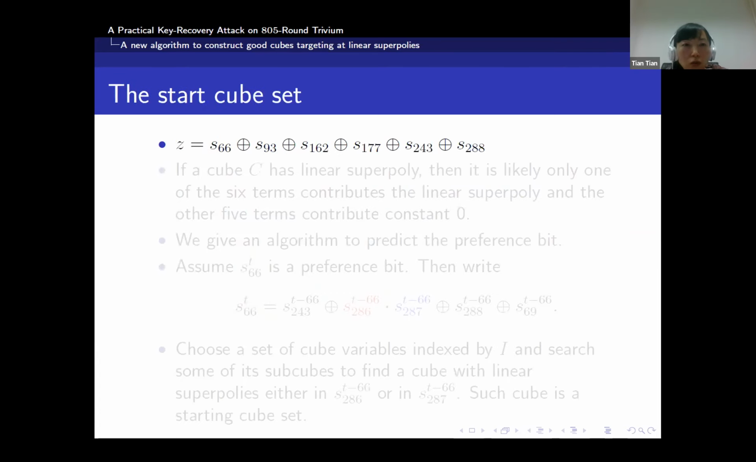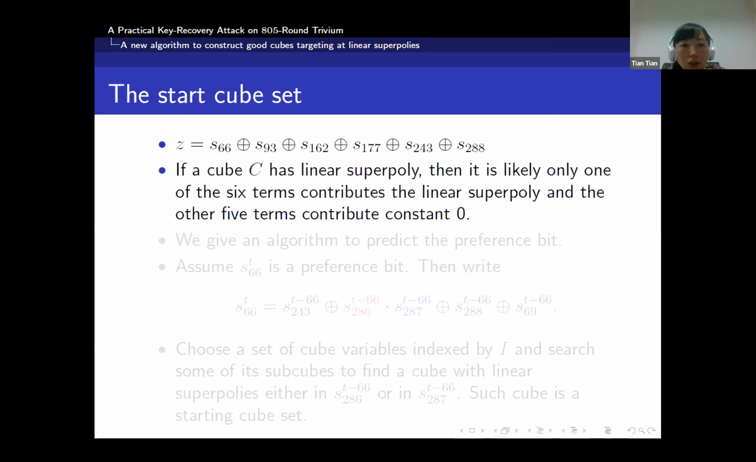To construct a start cube set, we observe that the output bit is the exclusive OR of 6 bits from the internal state. If a cube C has a linear superpoly, then it is likely that only one of the 6 terms works, and the other 5 terms contribute constant 0. This is because for cryptanalysis against Trivium, the linear superpoly is very sparse, usually only one variable. Then we give an algorithm to predict the preference bit.